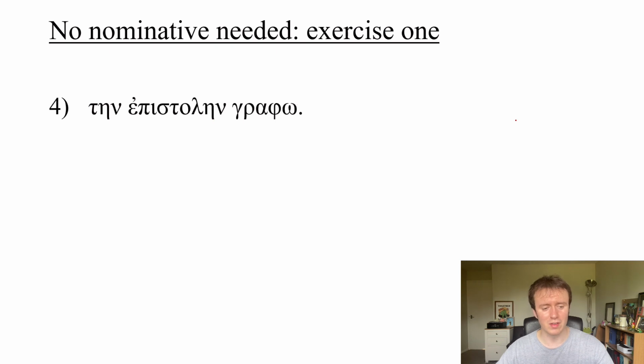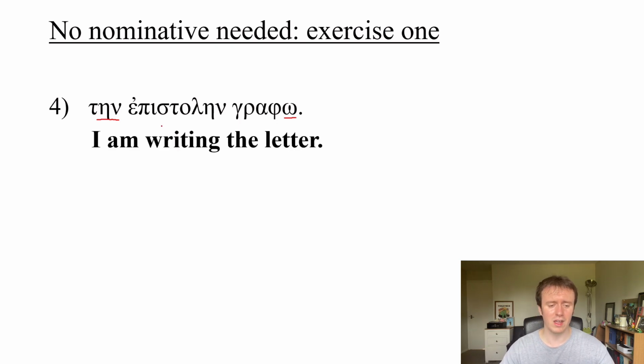Number 4 was the sentence, ten epistolen grapho. Grapho is the verb to write, but here it ends in o, which means that I am doing the action. And then ten is feminine accusative singular, and so we know that the letter is the object, and that there's just one letter, okay? And therefore, we would translate the sentence as, I am writing the letter, or I write the letter. Remember, we don't need any separate word for I. If there were a separate word for I, then it would just be for emphasis.